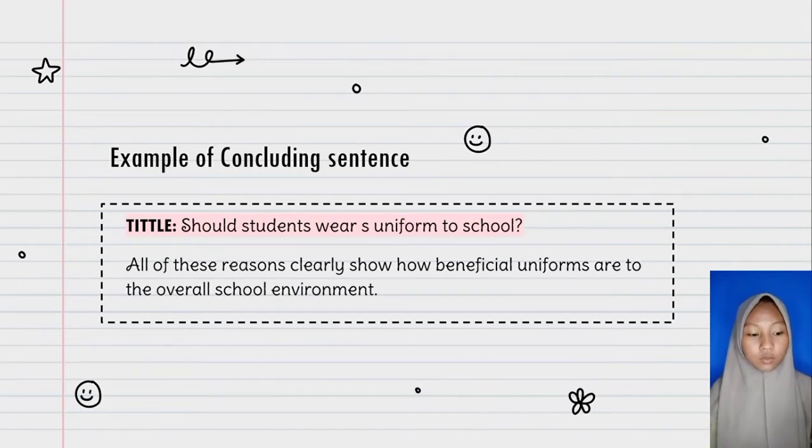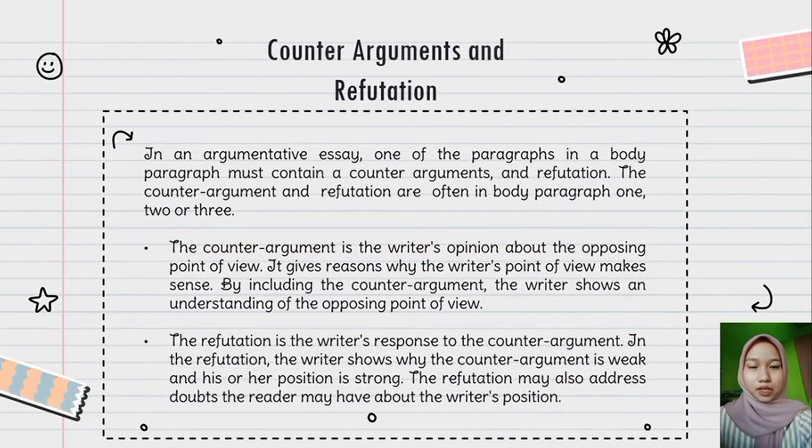This is an example of a concluding sentence. Title: why students wear uniform to school. All of these reasons clearly show how beneficial uniforms are to the overall school environment. Next is counter-arguments and refutation.